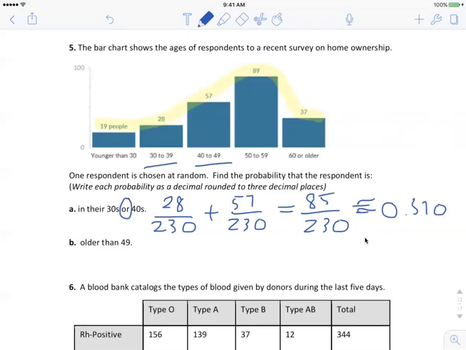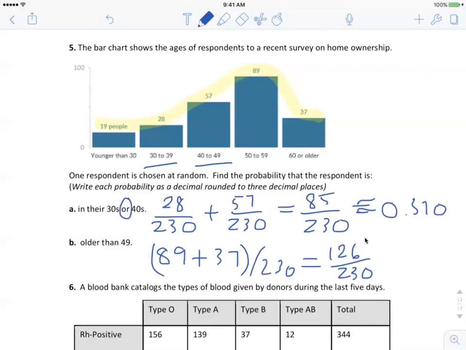Okay. How about older than 49? So that'll be in the 50s or 60s, right? So that's going to be the 89 plus the 37. I can add those together and just divide by the common denominator, 230. There's another way to write it, right? So 89 plus 37, 126, over 230. And then do the division. 0.548.